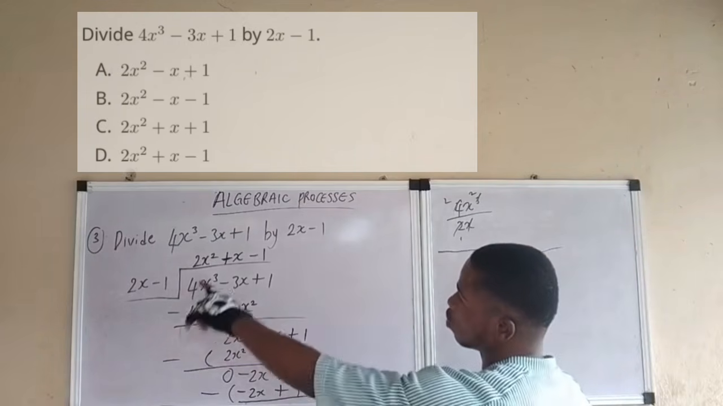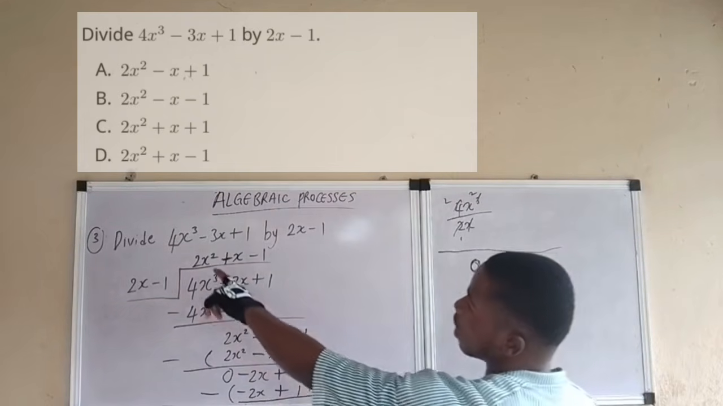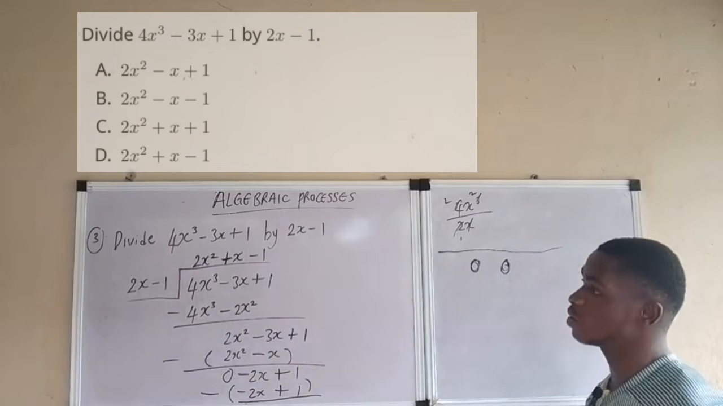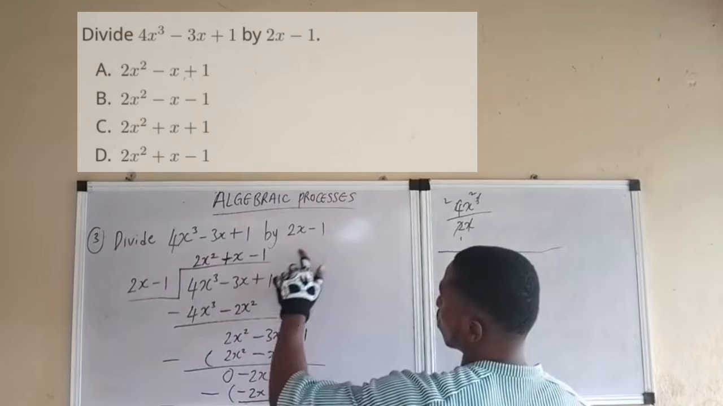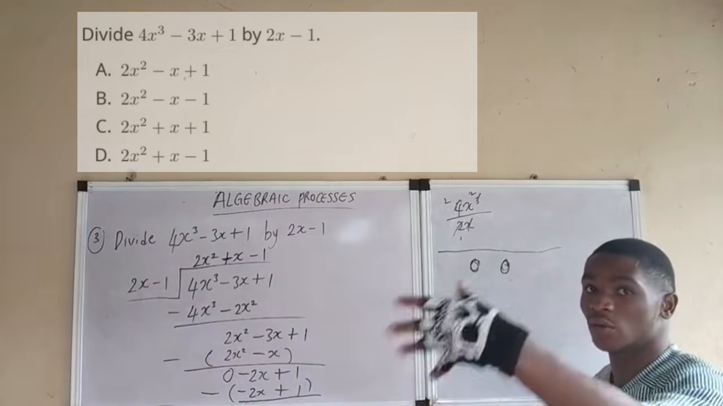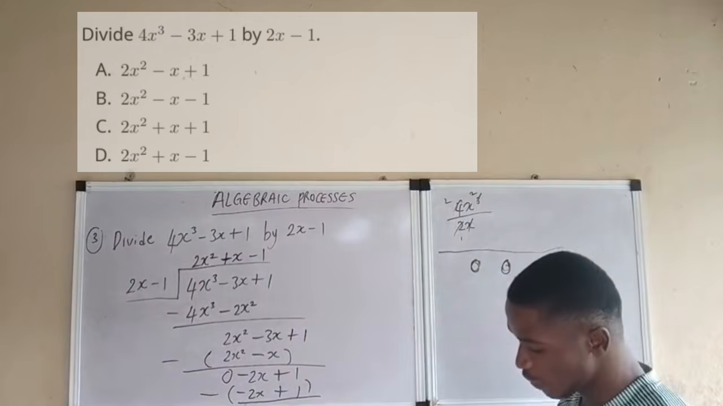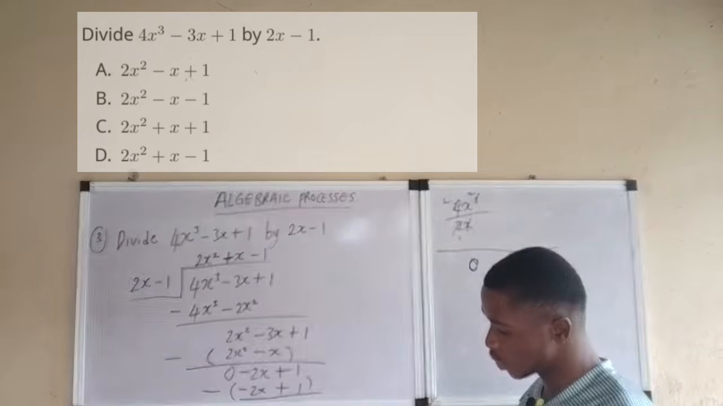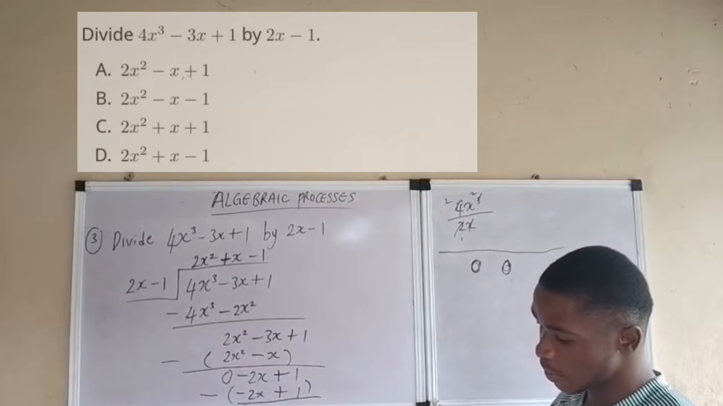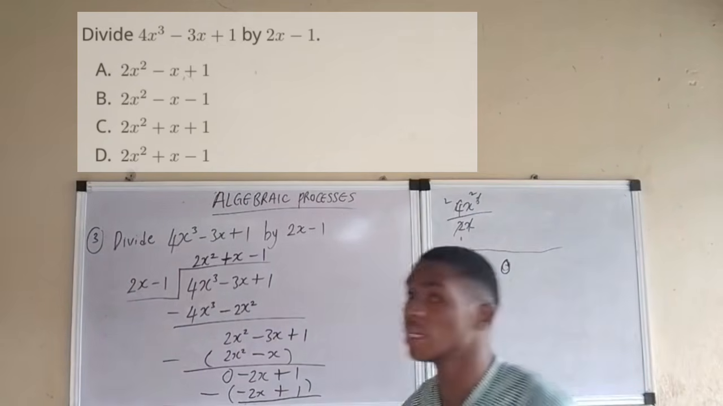So this is the quotient, the value you have gotten from dividing. That's the quotient, 2x squared plus x minus 1. And the remainder is 0. This is simply telling you that 2x minus 1 is a factor of this number. A factor of a number is any number that can divide another number without remainder. So there is no remainder. If you look carefully at the options, the correct answer to this question is option D, 2x squared plus x minus 1. So this is how you divide.